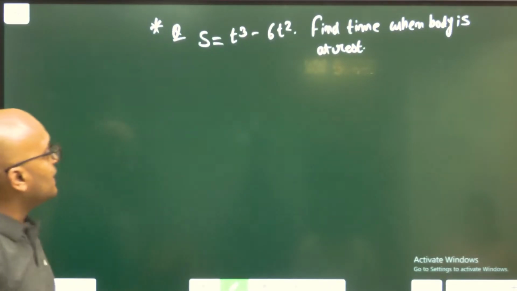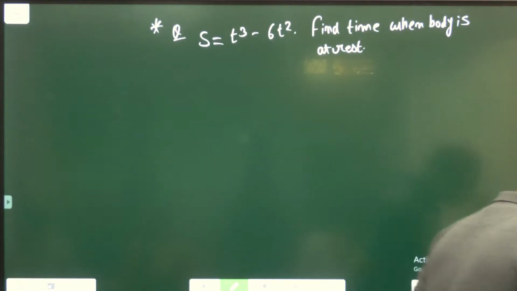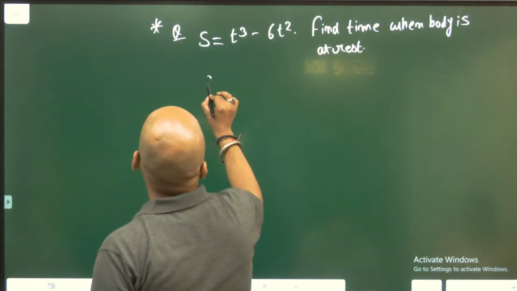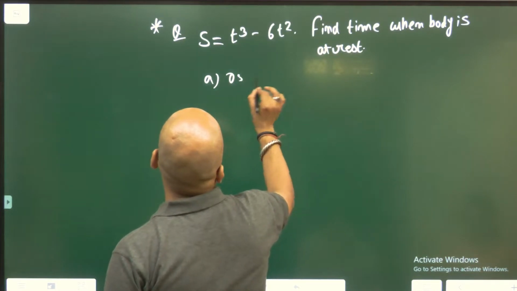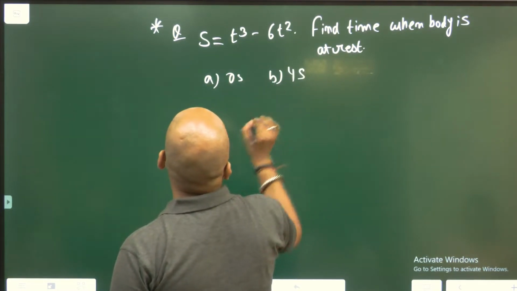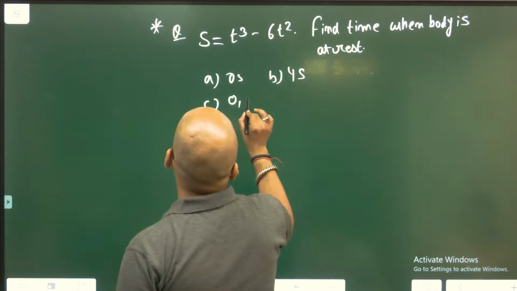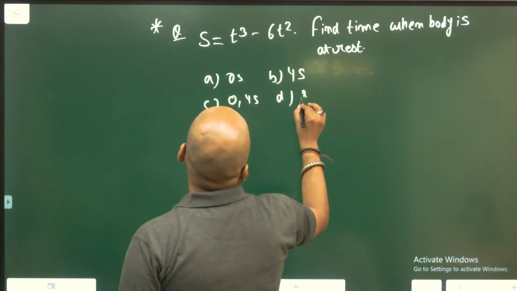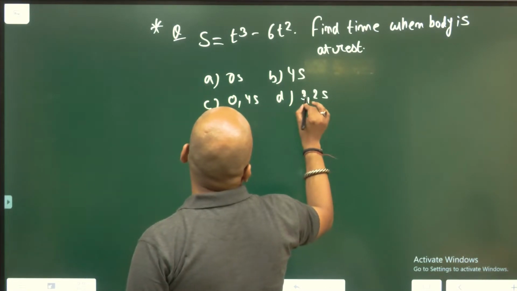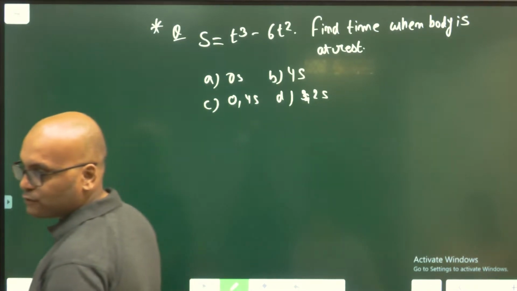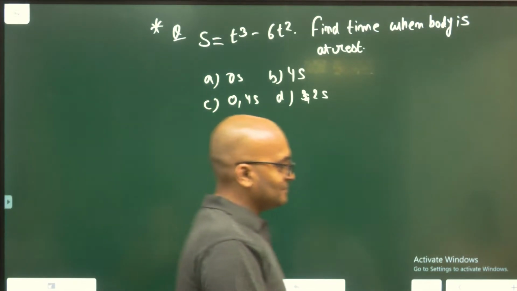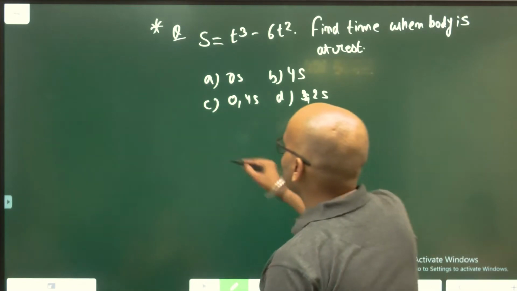Your options are: A is 0 seconds, B is 4 seconds, C is 0, 4 seconds, and D is 3, 2 seconds. So C. And this is the right answer.